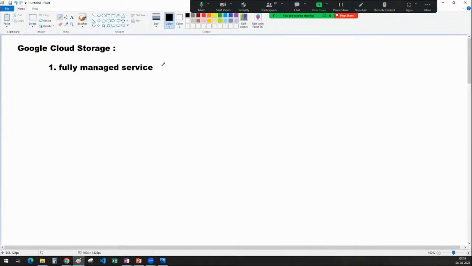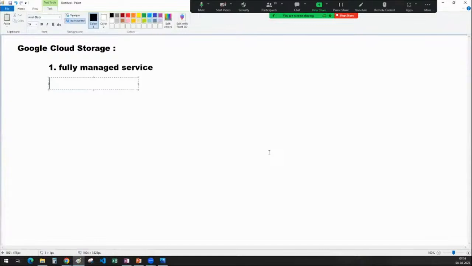Okay, what is meant by fully managed? All the resources as well as infrastructure will be taken care of by the GCP itself. So for that point, I have explained all the things, guys, because this terminology will come all the time. That's the reason I have explained it here.